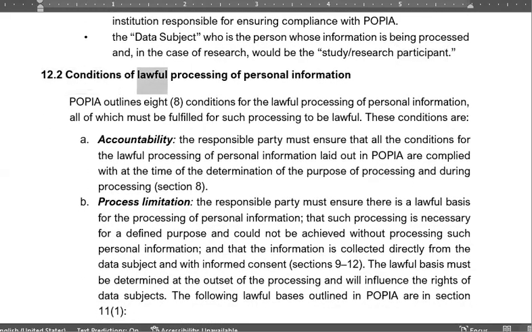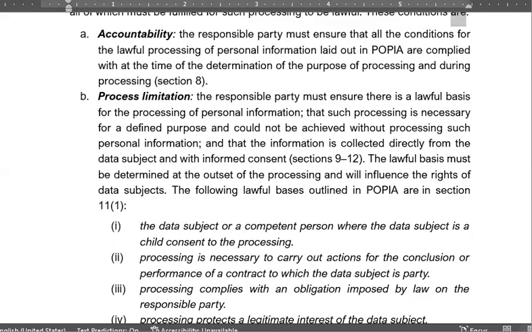12.2 Conditions of Lawful Processing of Personal Information. POPIA outlines 8 conditions for the lawful processing of personal information, all of which must be fulfilled for such processing to be lawful. These conditions are: Accountability. The responsible party must ensure that all the conditions for the lawful processing of personal information laid out in POPIA are complied with at the time of the determination of the purpose of processing and during processing, Section 8.